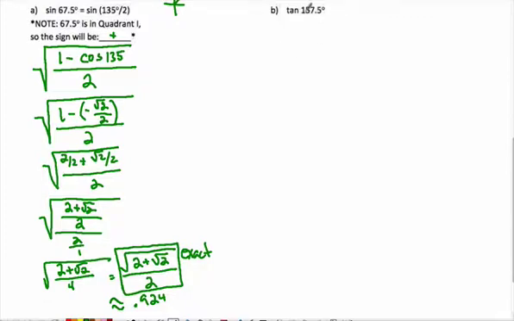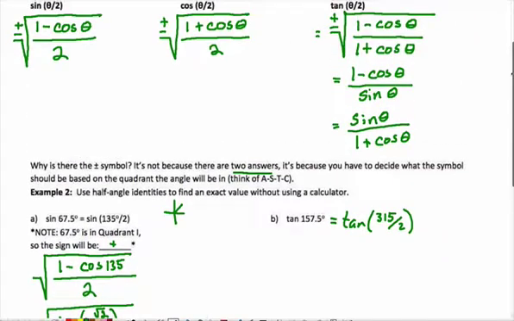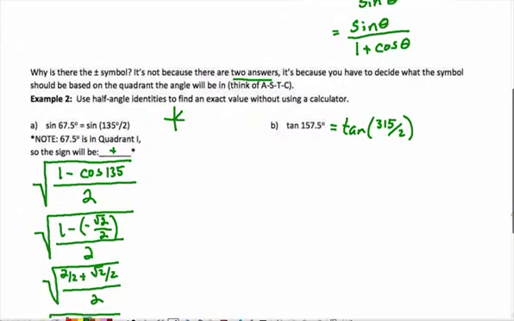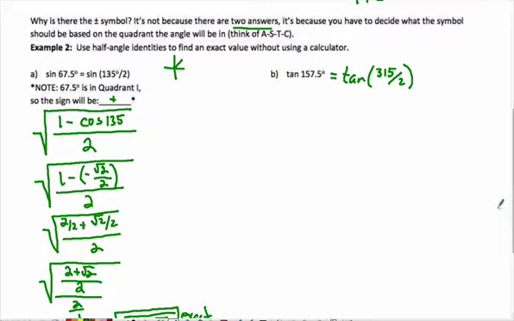All right, tangent. Well, tangent 157.5 is not on the unit circle, but I could use tangent of 315 divided by 2. All right, tangents, these are a fun one. I'm going to go ahead and use, it doesn't matter, you can use any of them. I'm going to use this one at the bottom here. I just randomly picked it and fill in all my parts.